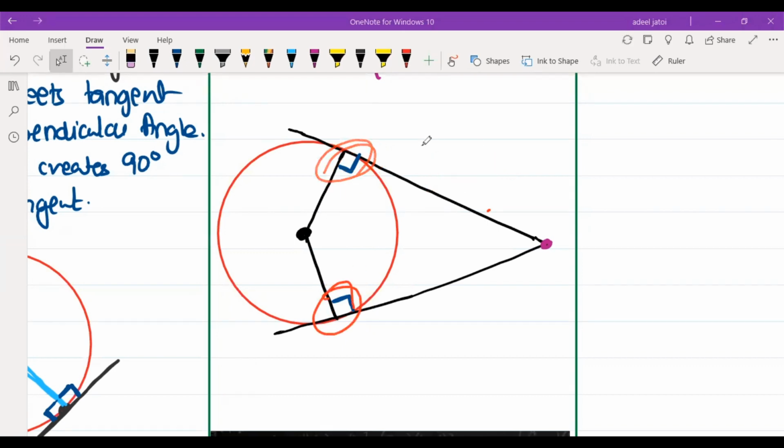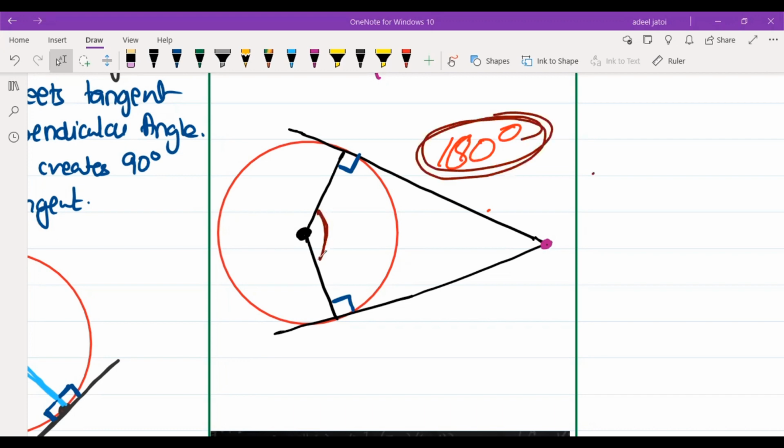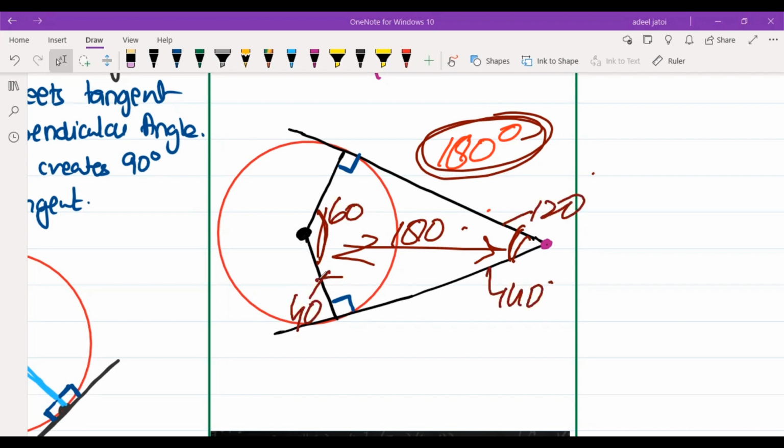And when you have two 90 degrees, those will make up the sum of what? 180 degrees. So that means 360 degrees minus 180 degrees, you will be left with what? 180 degrees only. When you are left with 180 degrees only, you need to understand that these two angles will make a sum of what? 180 degrees. That means if this is 60, this should be 120. If this is 40, this should be 140. If this is 20, this should be 160. If this is 170, this should be 10.